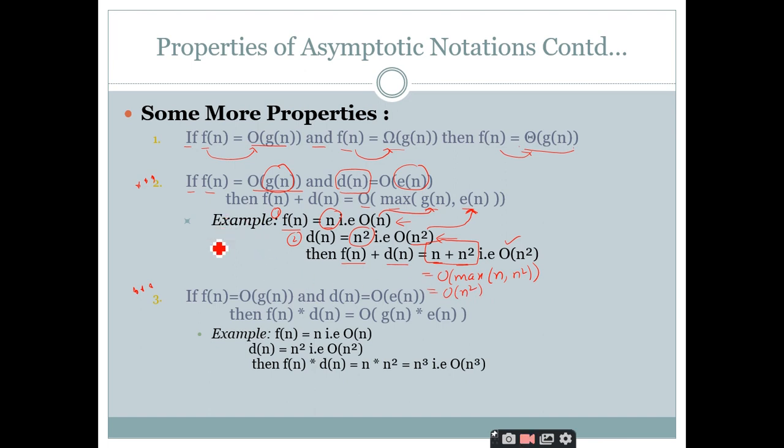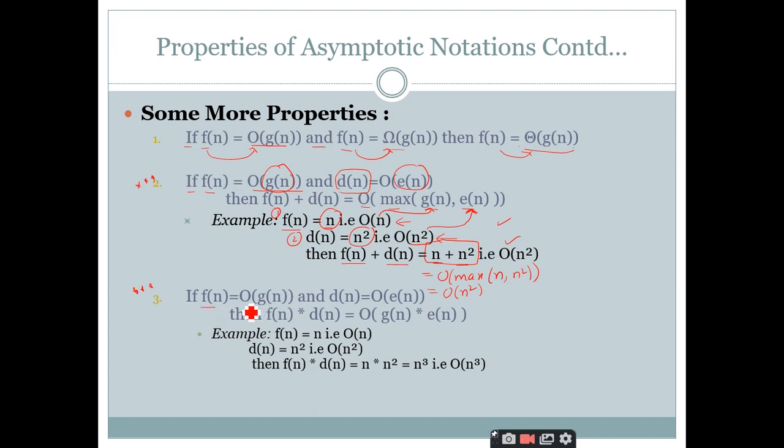Right. So is it clear up to this point? This particular property we are going to use more frequently. That is the reason why I am stressing on this. Is it clear? Yes, sir.